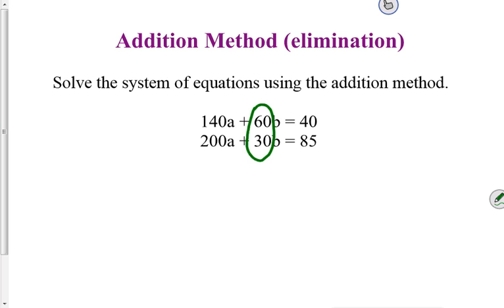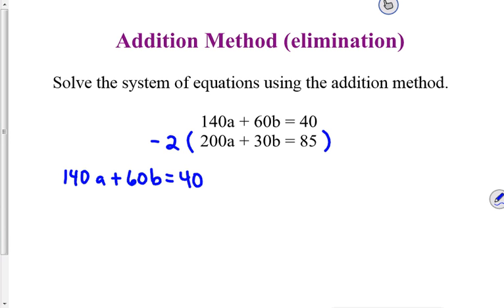Well, right now I have 60b on top and 30b on the bottom. So what I need to do is multiply this whole equation by a -2. I don't need to multiply the top equation by anything. It's going to stay as it is. So that would be 140a plus 60b equals 40. The bottom equation would now be -400a minus 60b equals -170. Notice that I multiplied every single term by that -2.